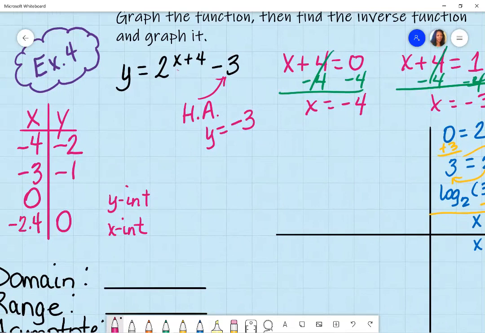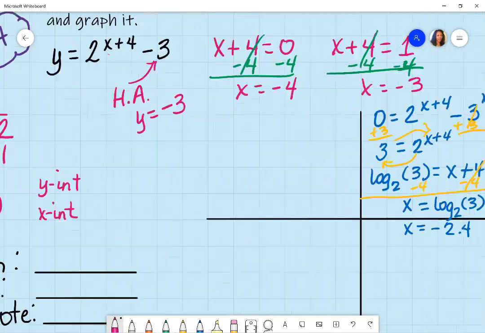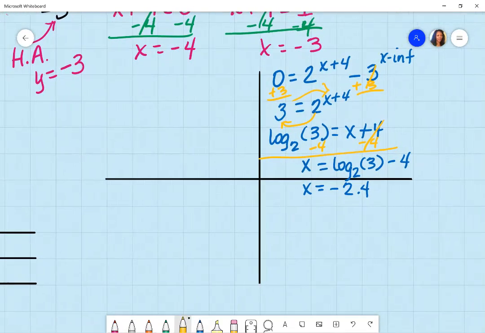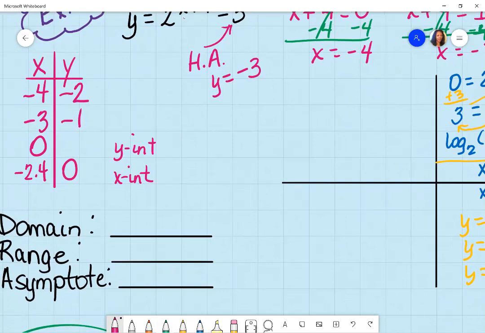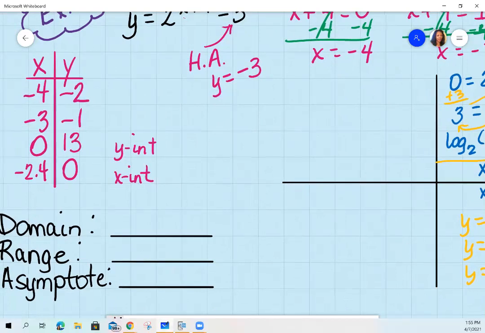And now if I wanted to do the opposite and I wanted to do my y-intercept, so for the y-intercept, I would replace my x with 0. So let's keep track again, y-intercept. And this becomes y is equal to 2 to the 4th power minus 3. Well, 2 to the 4th power is 2 times 2 times 2 times 2, which is 16. 16 minus 3 is 13. So my y-intercept is going to be 0 for x and 13 for y.